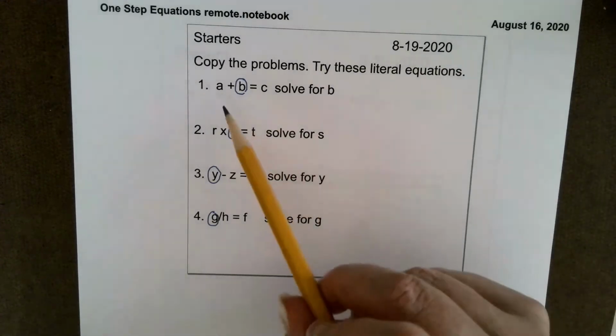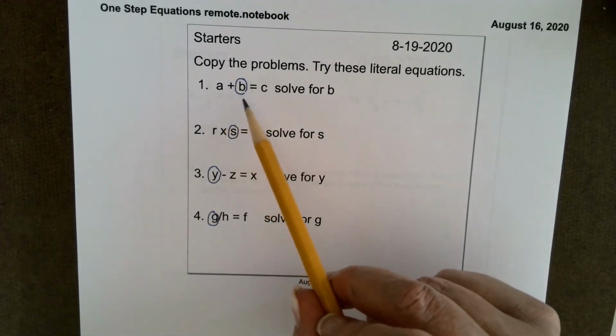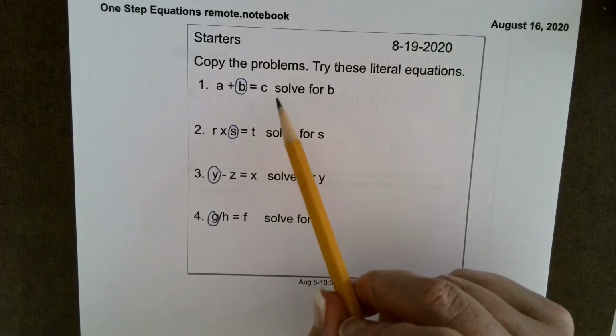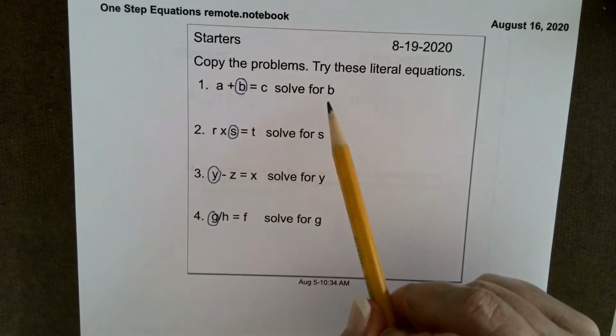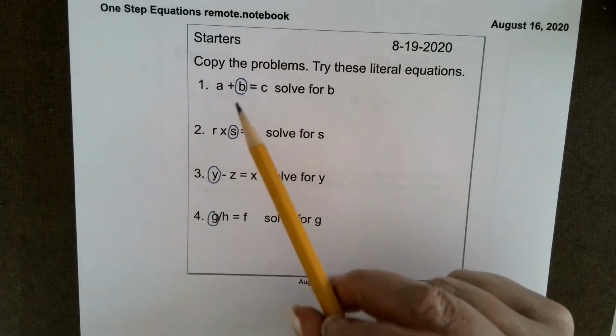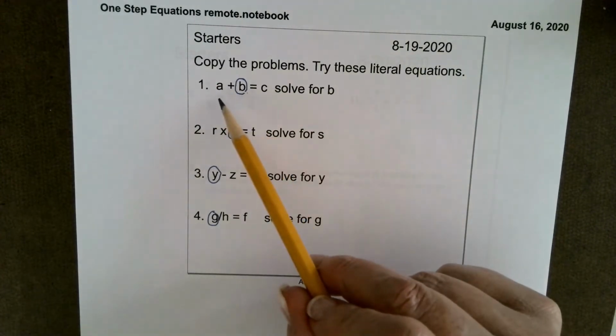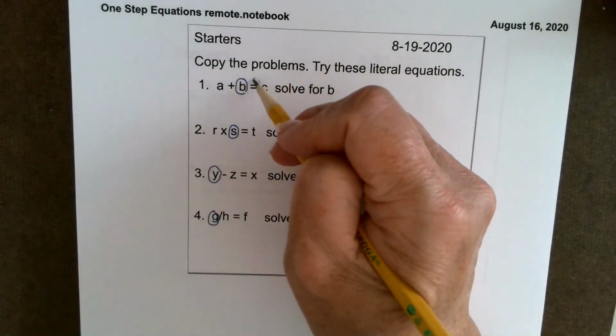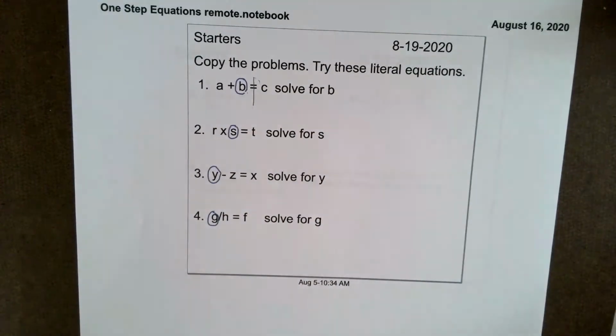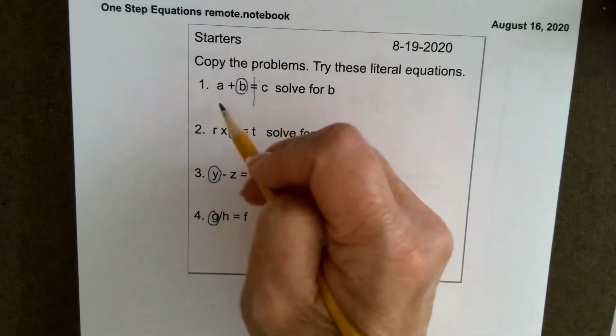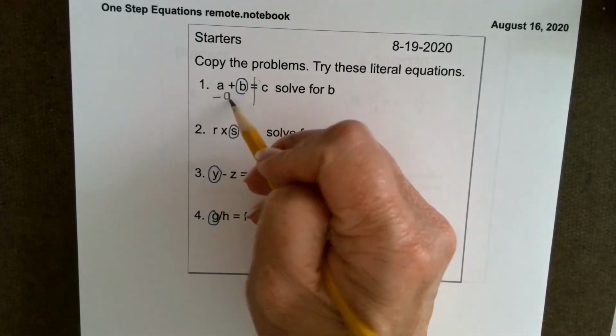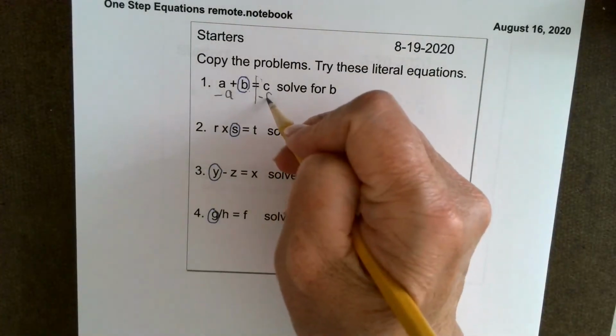So on the first one, we've got a plus b is equal to c, and we want to solve for b. So we want to know, what does b equal? So we circle the b. Then we're going to split the equation. The opposite of adding a is subtracting a. We're going to do that from both sides of the equation.